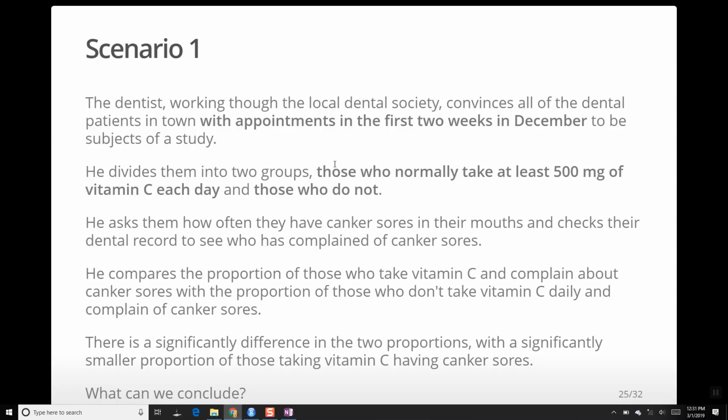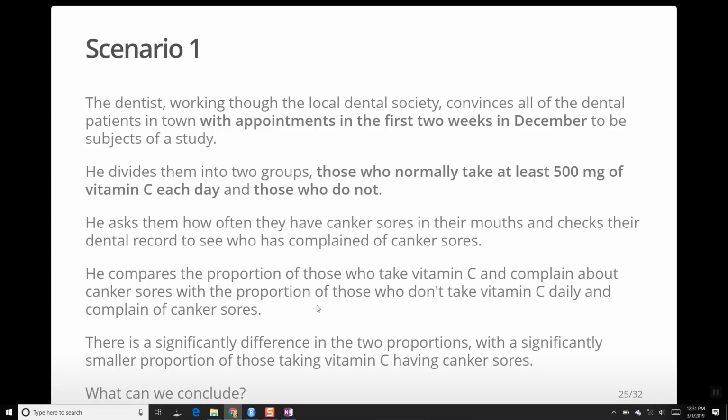Okay, so they go through their records and say, let's get everybody who had appointments in the first 2 weeks of December. We're going to survey them, and ask who takes 500 milligrams of vitamin C each day and who does not. Then we ask them how many canker sores they have had in their mouth, and check their dental records to see if they've had any canker sores. And then we compare that group.